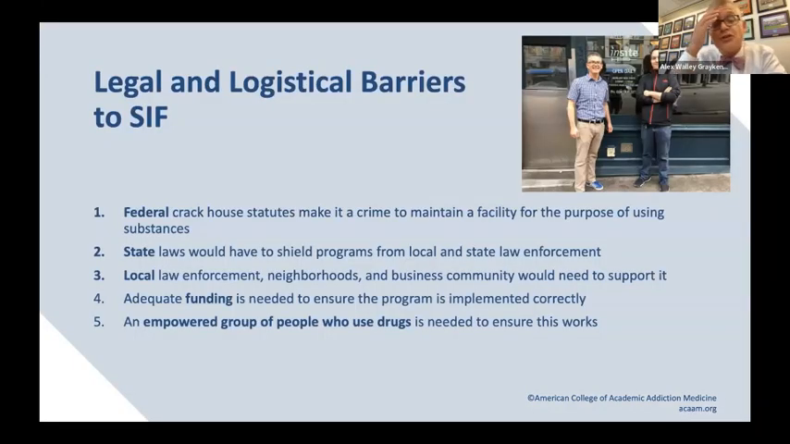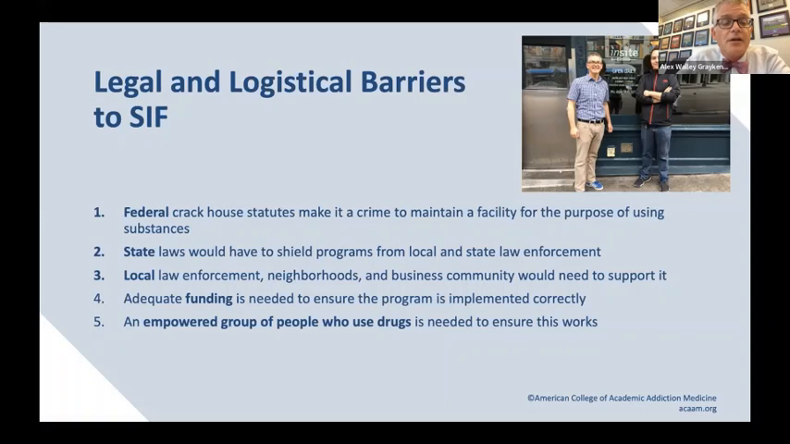There are legal and logistical barriers to supervised injection facilities, and they're at multiple levels. This is why New York City has the only sanctioned site, and why it took until 2021. First of all, there are federal crack house statutes that make it a crime to maintain a facility for the purpose of using substances. Now, several U.S. attorneys, and hopefully the federal government, are going to change their interpretation of these crack house statutes, which makes it more possible.